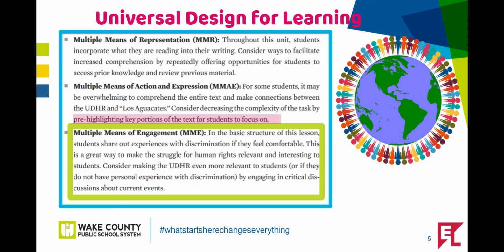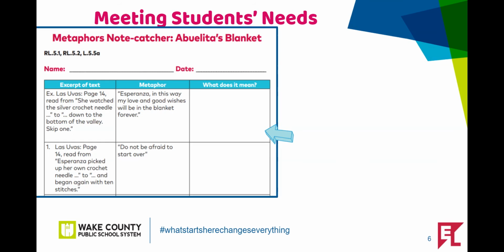The universal design for learning is a way of thinking about teaching and learning that helps give all students an equal opportunity to succeed. Consider ways to facilitate increased comprehension by repeatedly offering opportunities for students to access prior knowledge and review previous material. Consider decreasing the complexity of the task by pre-highlighting key portions of the text for students to focus on. In the basic structure of this lesson, students share out experiences with discrimination if they feel comfortable. This is a great way to make the struggle for human rights relevant and interesting to students.